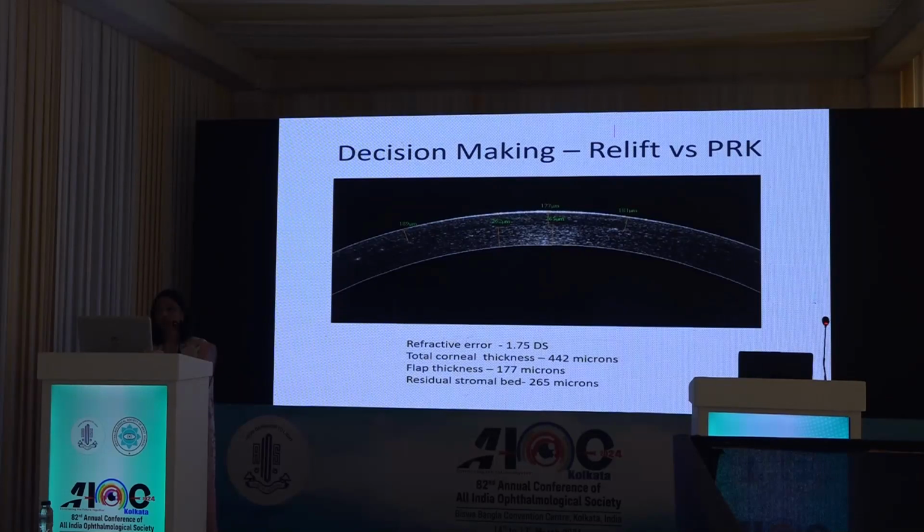The patient underwent LASIK surgery years back, and we didn't know what to do, whether to relift the flap or do the surface ablation. So the AS-OCT showed that the residual stromal bed was just 265 microns. So it's not advisable to relift the flap in these cases, so we proceeded with the surface ablation.